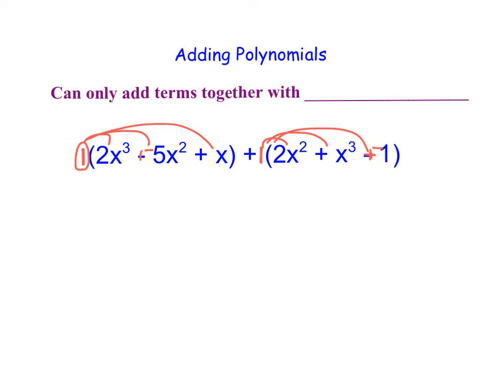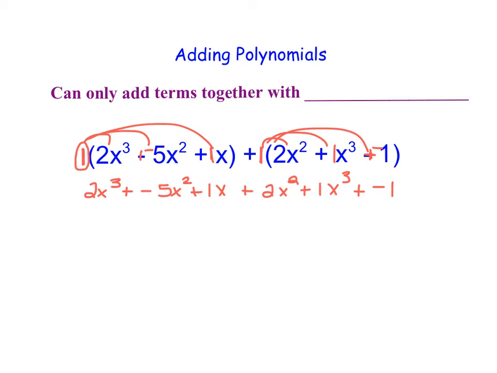But if we distribute out that 1, we find that we have 2x cubed plus a negative 5x squared plus, this is really a 1 here, so 1x, plus, in the second parenthesis, we have 2x squared plus 1x cubed plus a negative 1. So what I've done here is distribute out those 1's in order to get rid of the parentheses.